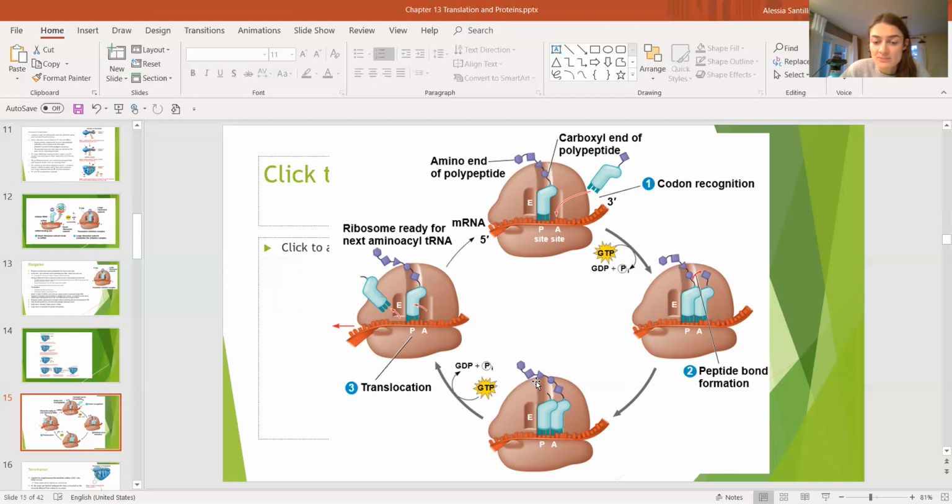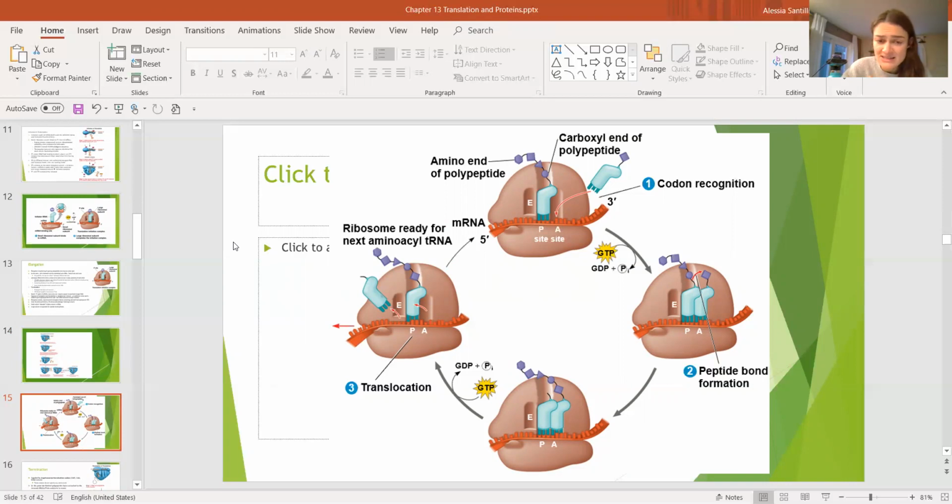Okay, so the tRNA, if you see my mouse, that was here in the A site, now gets moved to the P site. And the tRNA that was previously in the P site now gets moved to the E site. The E site stands for exit. Guess what's going to happen to that tRNA, especially since it doesn't have any amino acid bound to it? It's going to get booted off.